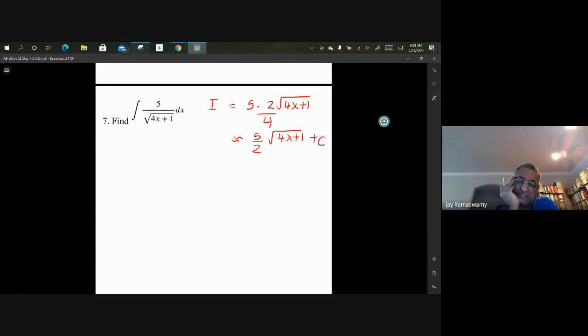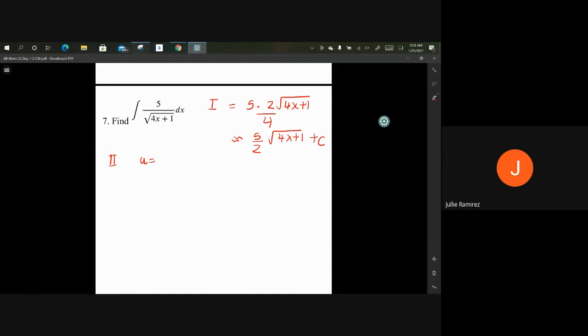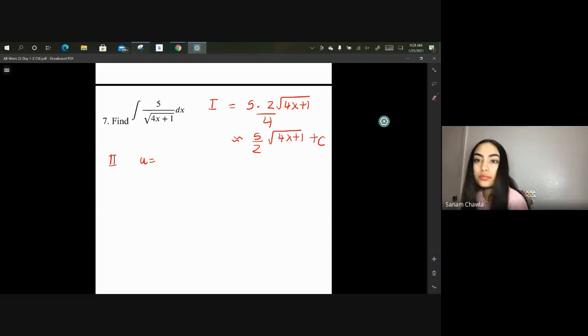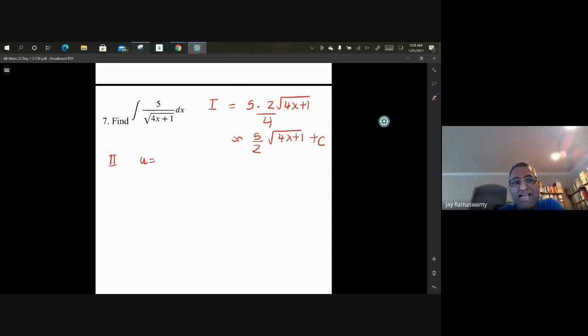Yes. Okay, now let's use method 2, which is u substitution. I want to see learning happen. Feel free to peek at your notes. What should I choose u to be? Just 4x plus 1. Don't choose a radical. Remember, I just said, what's the monkey? The monkey is just 4x plus 1, correct? Okay, so it's 4x plus 1. Next step.